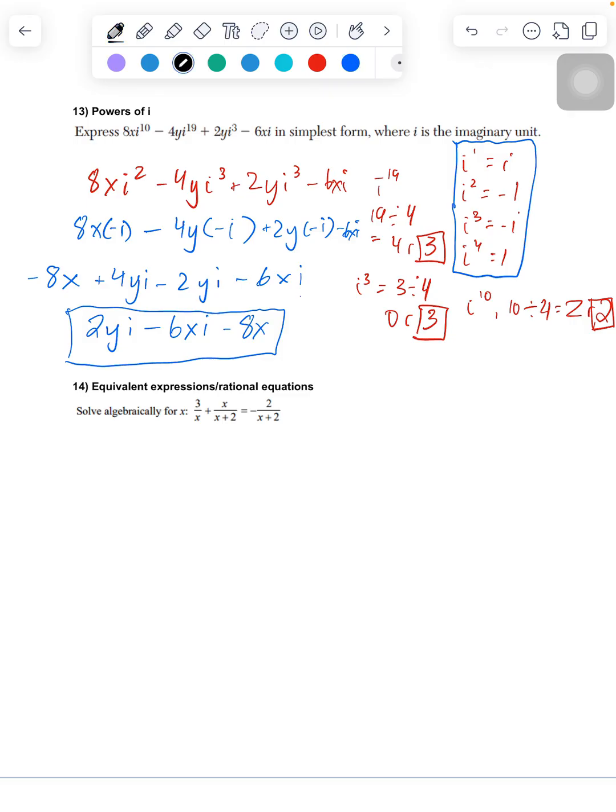All right. This is a rational expression. Let's do this one. Okay, first thing I do is I check what x can't be. x can't be what? 0, -2. So if I get these as solutions, I reject them. All right, now then what I do, I look for the LCD.